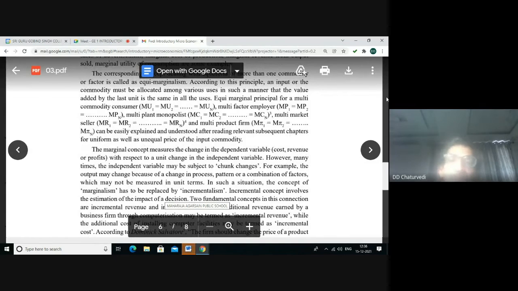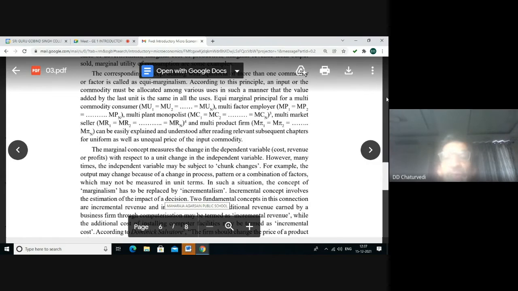Likewise, a multi-plant monopolist, that is a sole producer producing through different plants having different costs of production. The equilibrium situation will be where the marginal cost of production is the same for every such machine used in the process of production, or MC1 equal to MC2 equal to MC3 and so on up to MCn. A multi-market seller, that is a price discriminating monopolist, will be in equilibrium when the marginal revenue received is the same in every market. That is MR1 equal to MR2 equal to MR3 and so on equal to MRn.